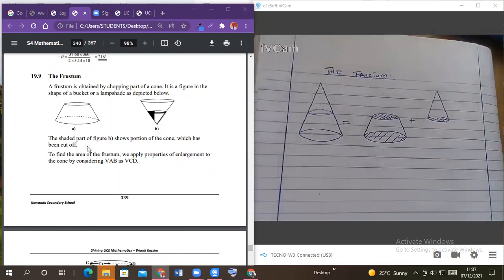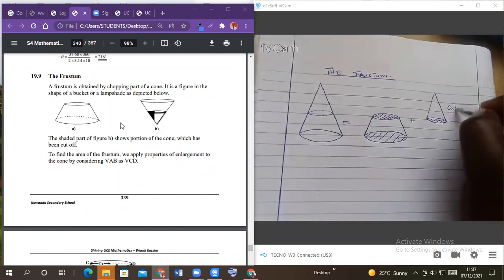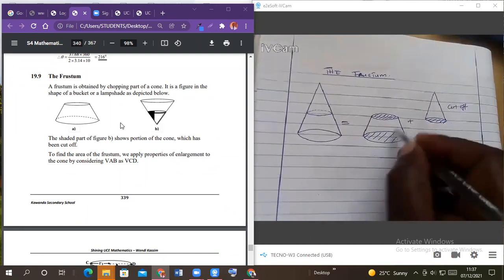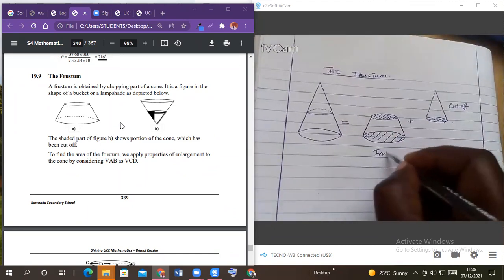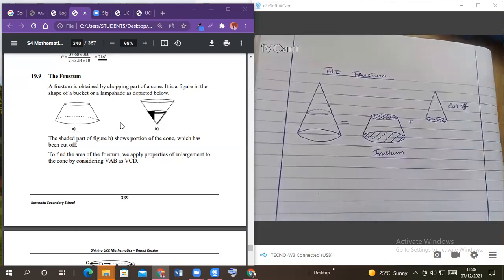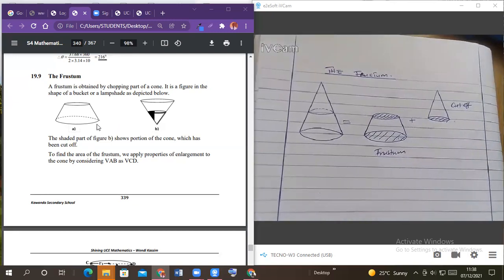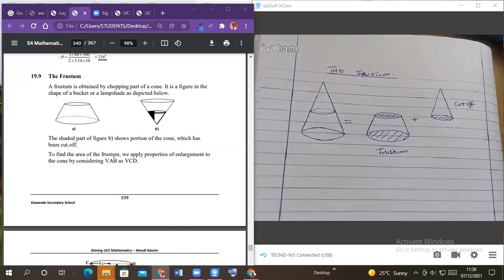They're saying that the shaded part in figure B shows the portion of the cone which has been cut off. So this one is cut off. And what remains here is the frustum, like that. That's how I find the area of the frustum.